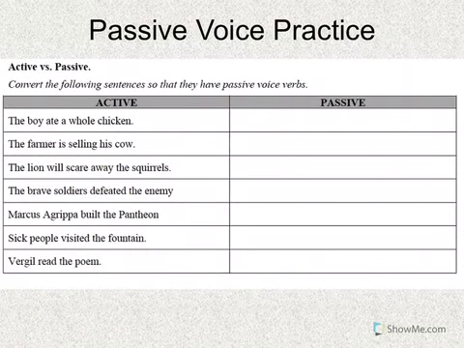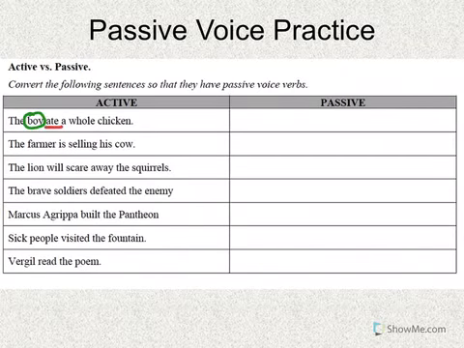All right. In this slide, we have a series of active voice sentences, or rather sentences with active voice verbs. Your challenge here is to convert these sentences so that they now have passive voice verbs. We'll do the first one together. The boy ate a whole chicken. First of all, that's pretty impressive. I don't think I could eat a whole chicken. In this sentence, our subject is the boy, and our verb is the word ate. The boy is doing the action. He's the one who ate the whole chicken.